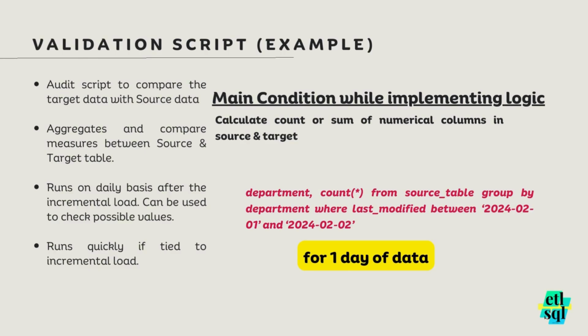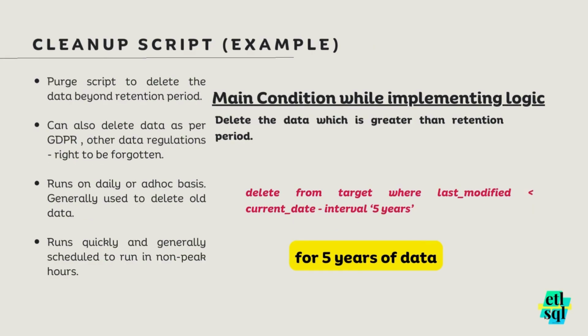The validation script calculates the count or sum of numerical columns in source and target, and then it just compares it. And if the comparison fails, then it highlights for which time period the comparison has failed. You can run your backfill scripts to fix the data issue. And the cleanup script generally runs the delete for data older than the retention period. So if this is a little bit clear to you, let's switch to the SQL hands-on. We'll write SQL queries to implement these scripts and we'll see how easy or how difficult it is.